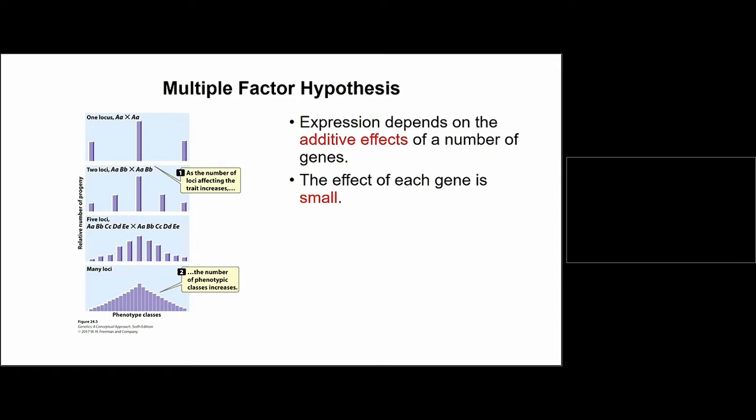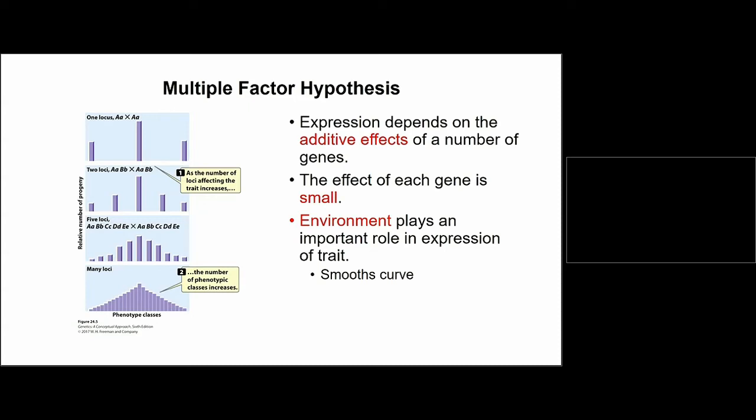Then if you look at the second example, if we have 2 loci controlling a particular trait, now we can have 5 different genotypes. But if we have 5 loci controlling a trait, now we have even more possible genotypes. And if we have lots of loci controlling a trait, we have a lot of different possible genotypes, which leads to a lot of different phenotypic classes. So the effect of each gene itself is small, but when you add them together, they have a large effect. And then the environment also plays a role. It'll smooth out your curve, and it plays a role in the expression of the trait.